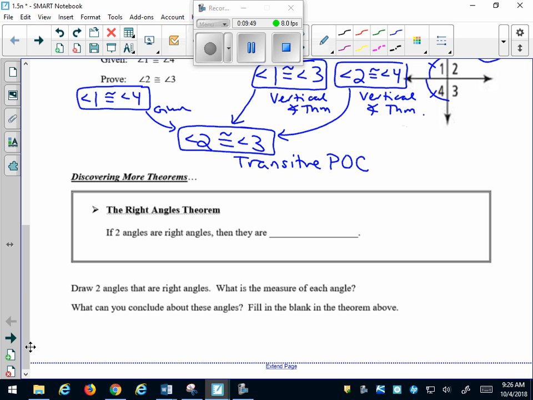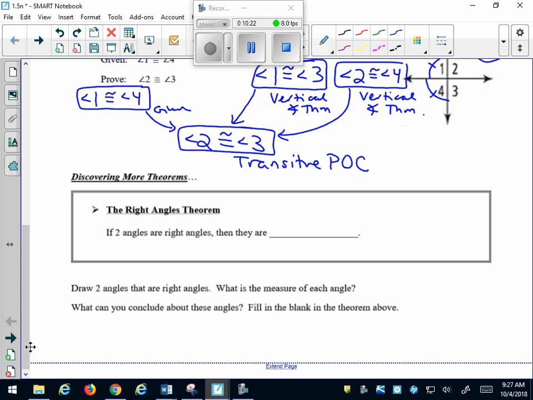Okay, so we're going to discover a few more theorems here. These theorems aren't as widely used. They're not going to be as common as linear pair postulate and vertical angles theorem. Those two, I promise you, you will be using them weekly, if not daily, until June. Those will just always be with us. Okay, so we're going to be learning some other theorems that aren't as common, but are certainly useful.